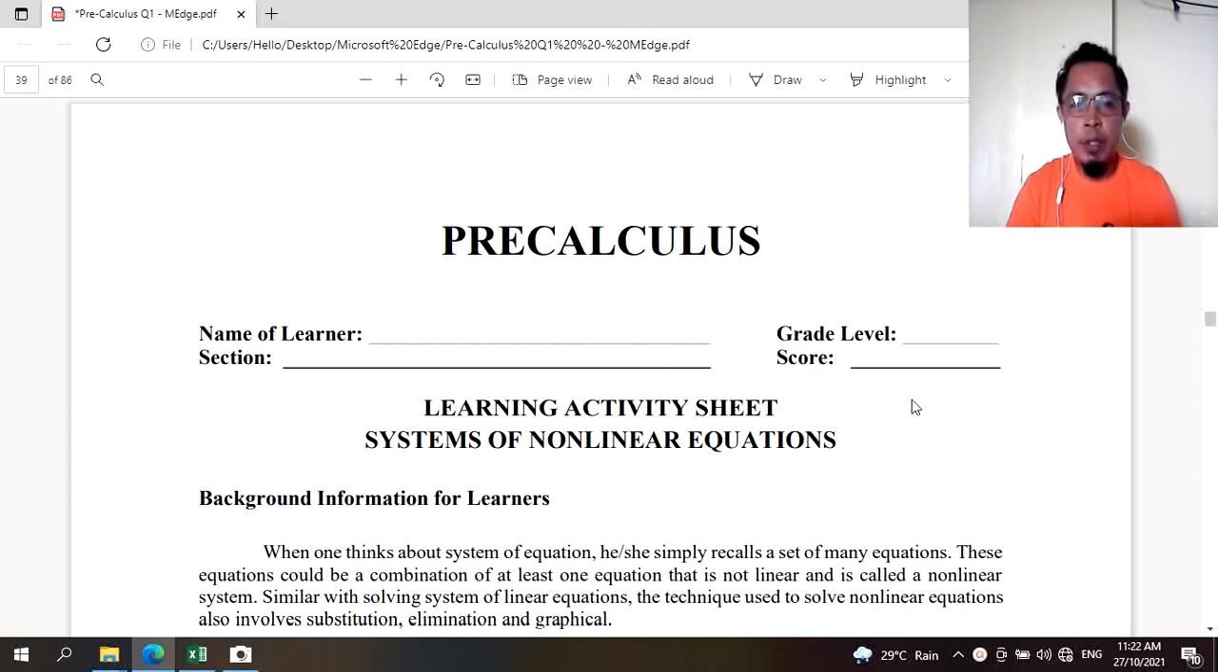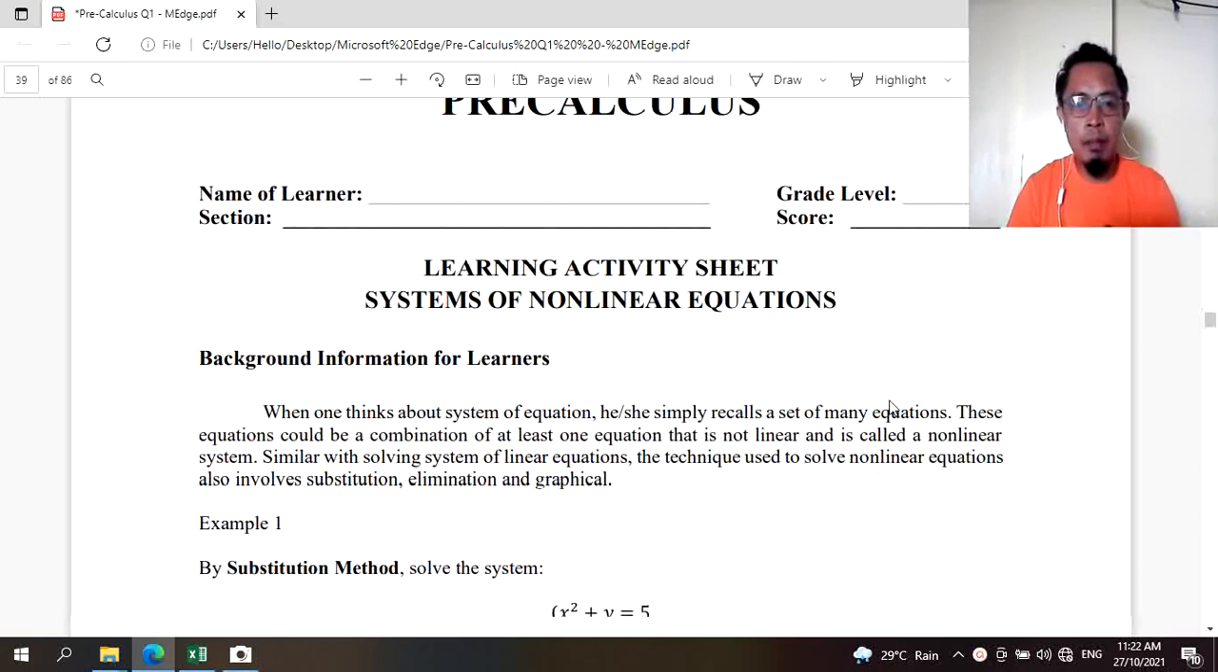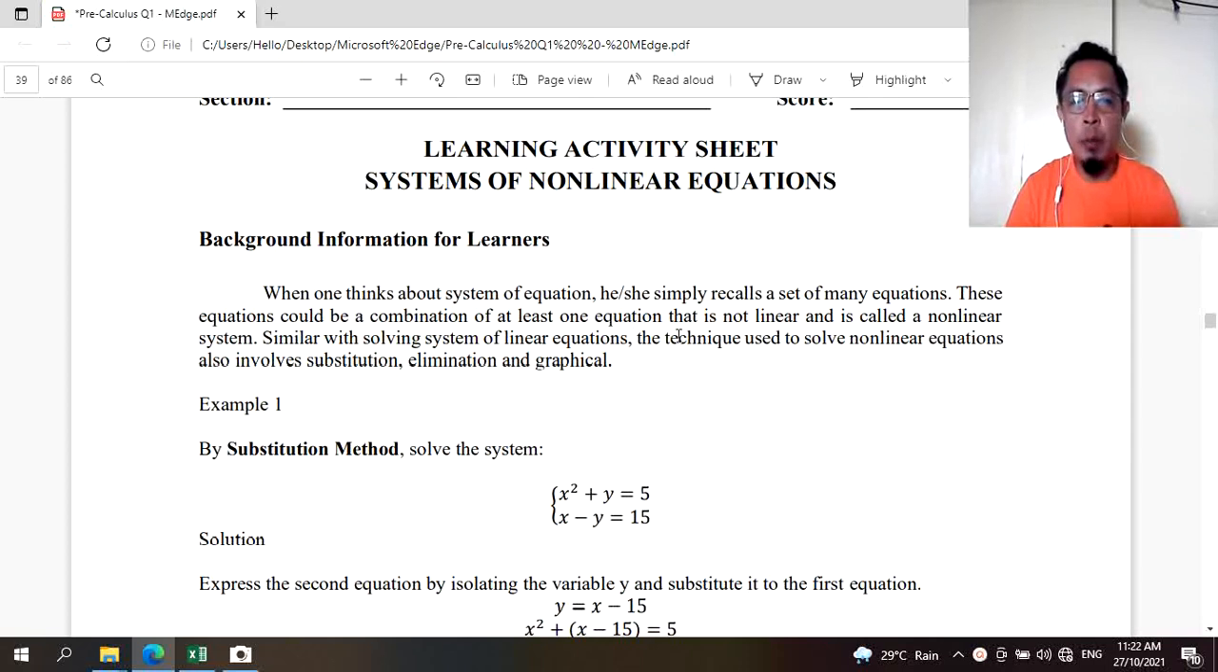In this learning activity sheet, we are going to discuss systems of nonlinear equations. So, a little background on this topic. When we think of system of equations, we simply recall a set of many equations. These equations could be a combination of at least one equation that is not linear, and this one is called a nonlinear system. Similar to solving systems of linear equations, the techniques used here in nonlinear equations also involve substitution, elimination, and the graphical method.